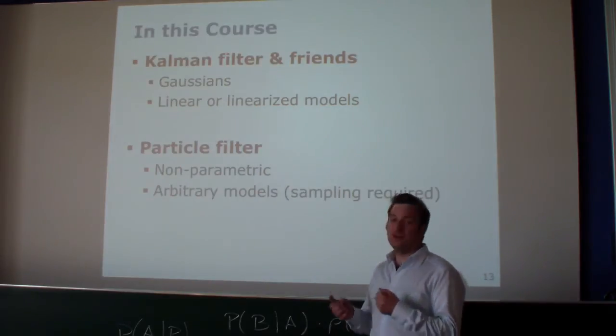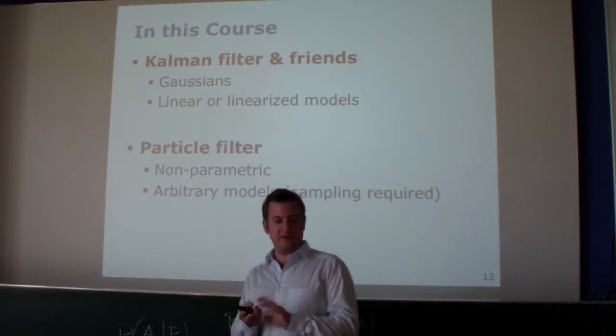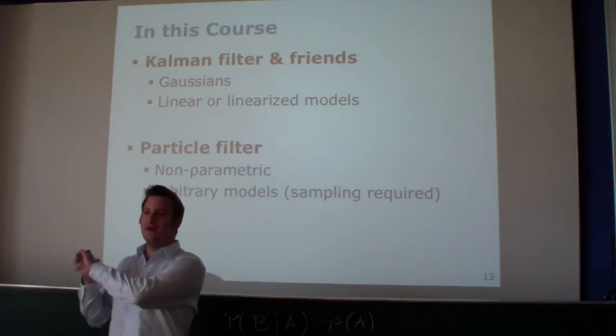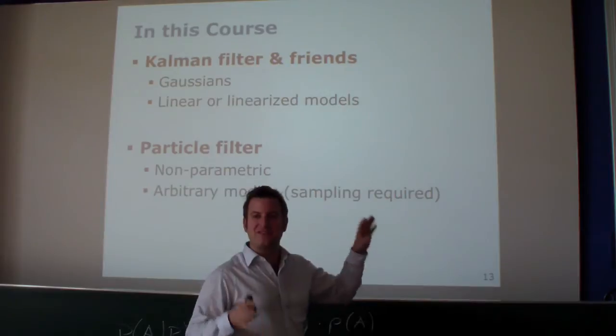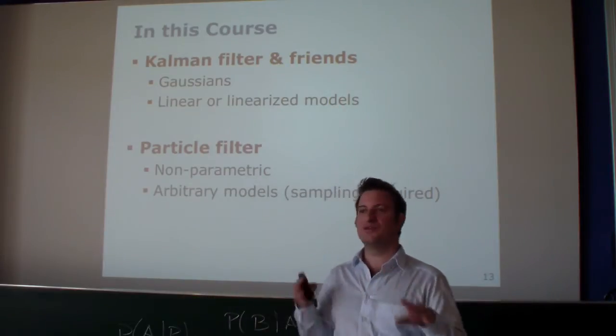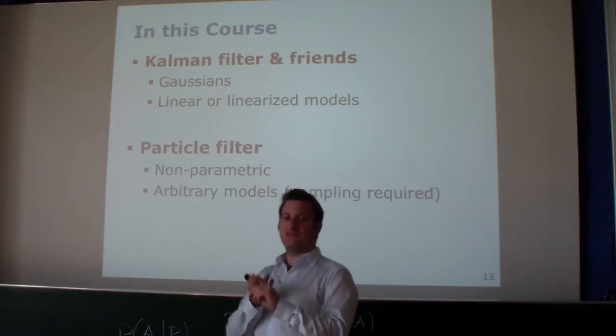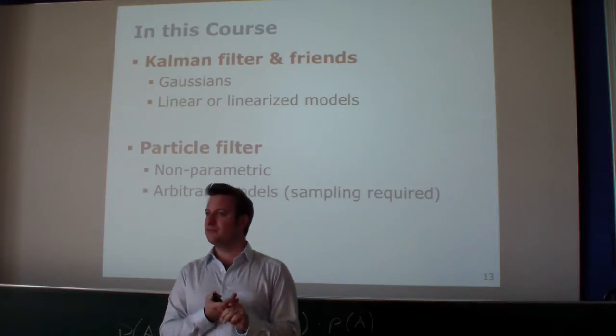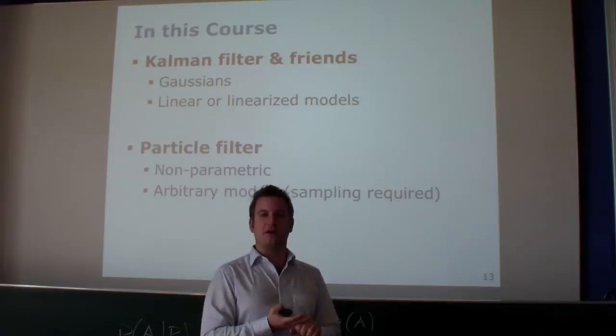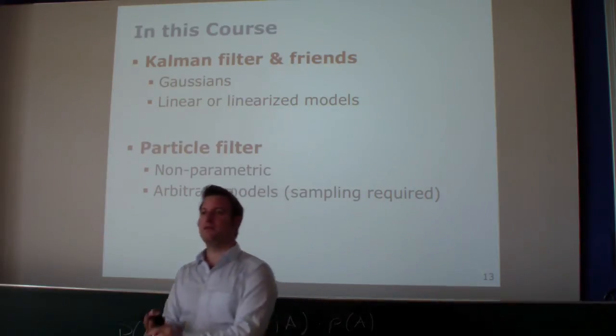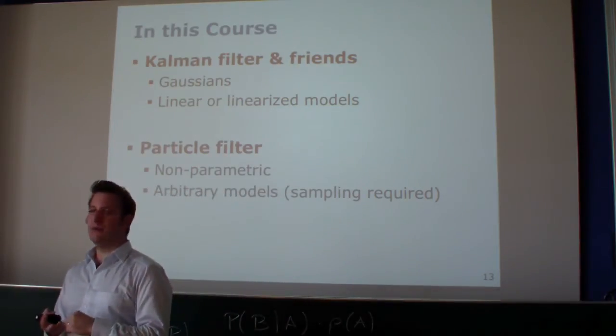In this course, we'll look into two different variants of the Bayes filter. The first is the Kalman filter, and all its Kalman filter friends, different variants of the Kalman filter which relax some of the assumptions. But in the very basic case, the Kalman filter says all the distributions are Gaussians and all the models are linear, like a linear motion and linear observation model.